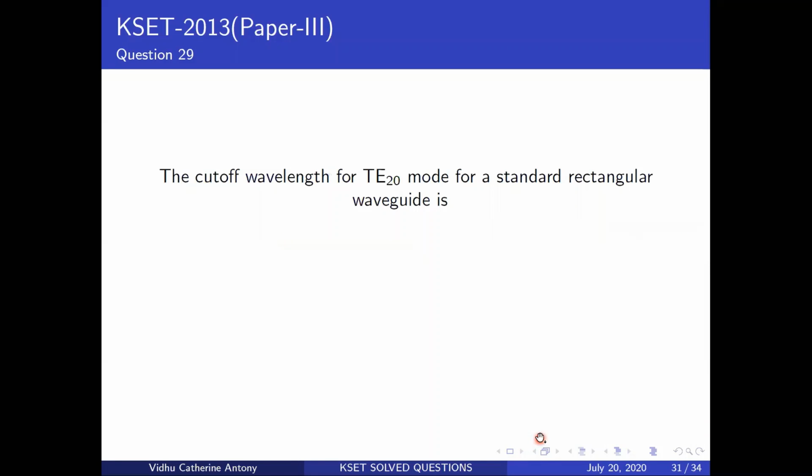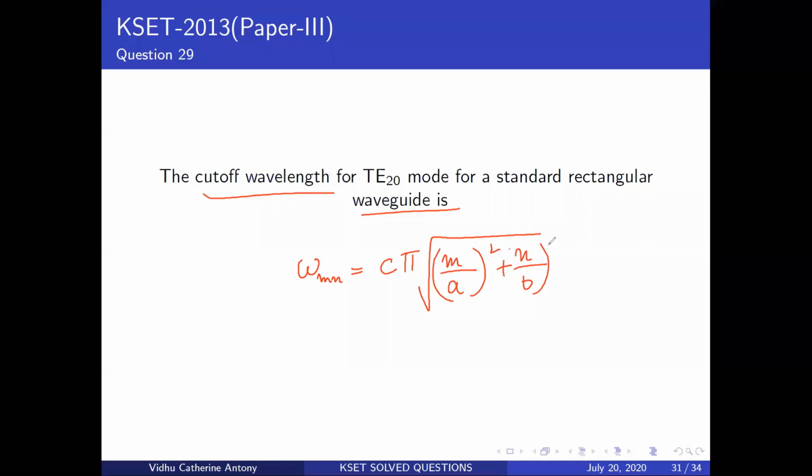And now let's look at this. This is something that I'd really like to explain. They've said the cutoff wavelength for your TE20 mode for a standard rectangular waveguide is... You must have learned this formula in your second semester. You have omega mn is equal to c pi root of (m divided by a) whole squared plus (n divided by b) whole squared. These are basically going to give you the mode. This formula applies to your rectangular waveguides of width A and breadth B, things like that.